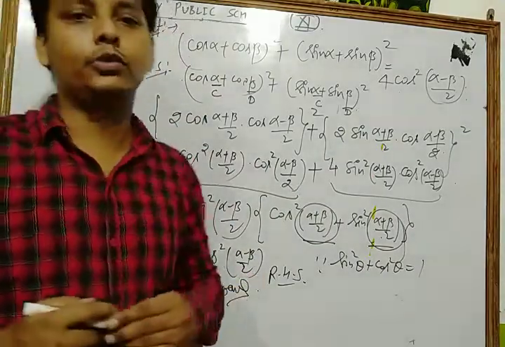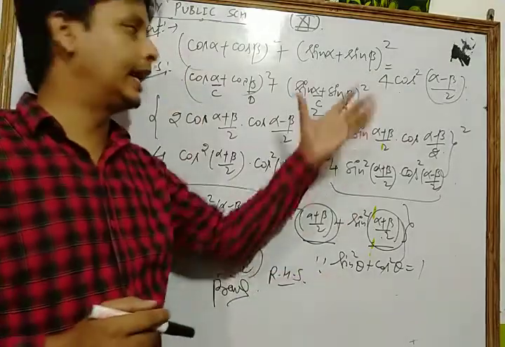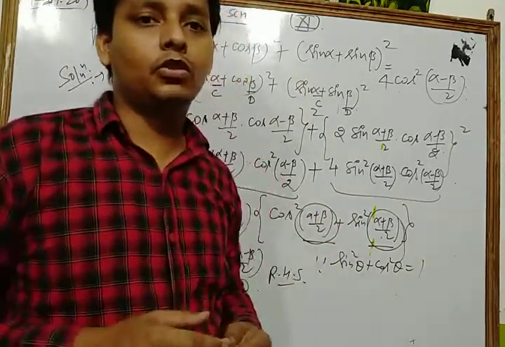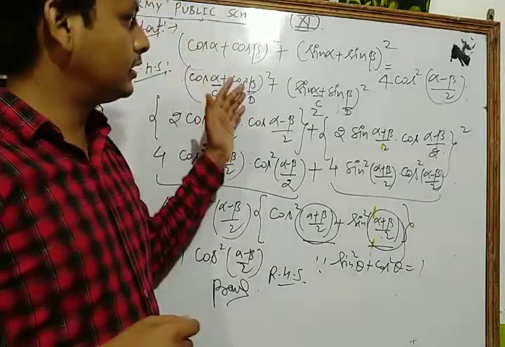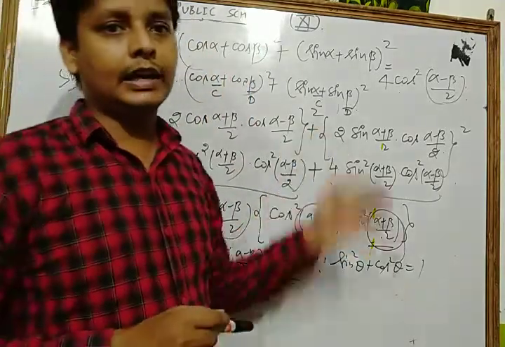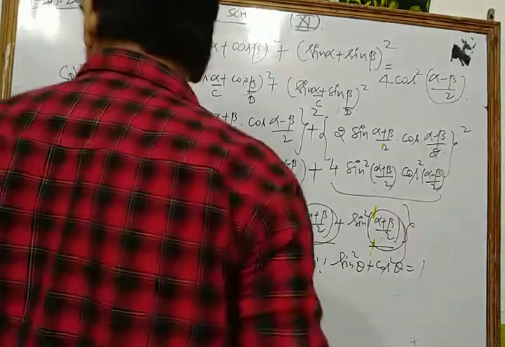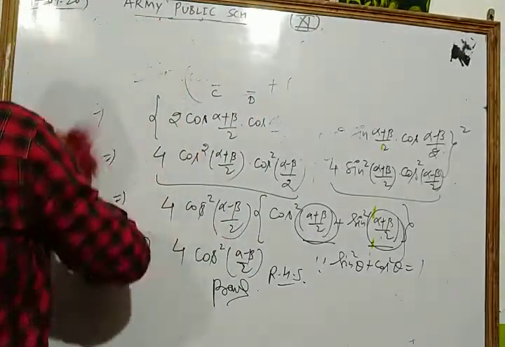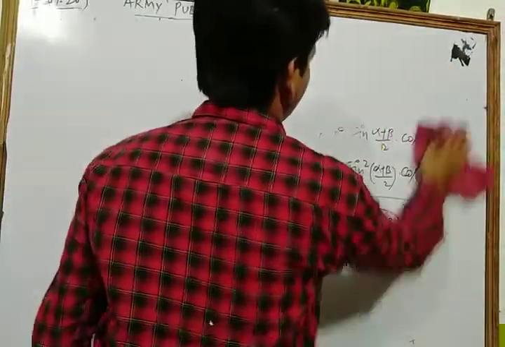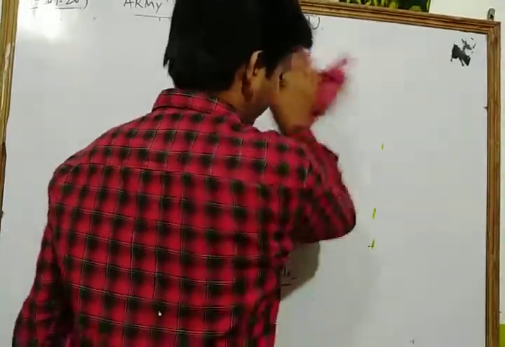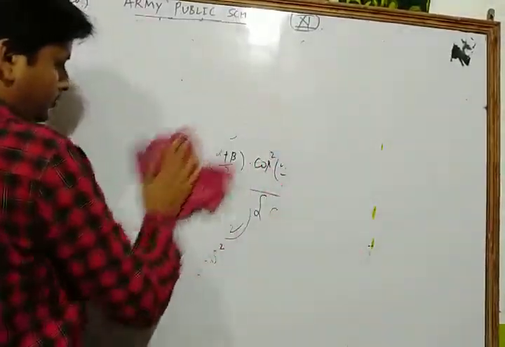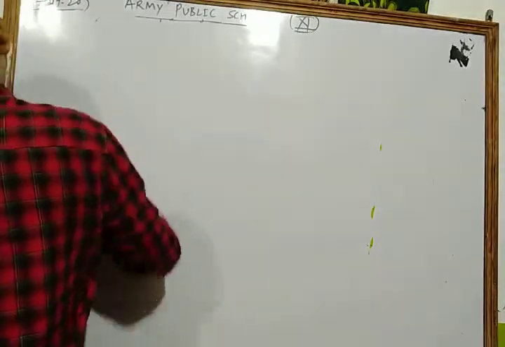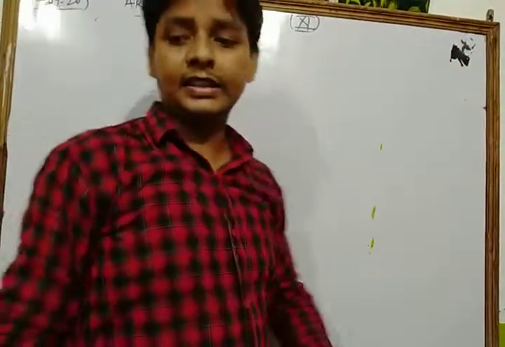Okay, so dear students, in this way we can prove that type of result based on the identity sin C plus sin D, cos C minus cos D, etc. So please practice all the questions based on those identities. Okay, now let's see the next question.